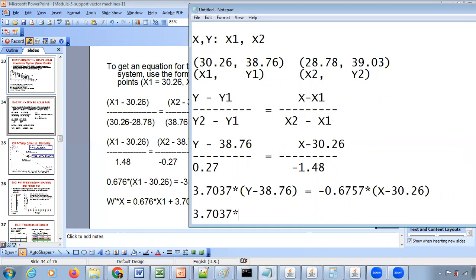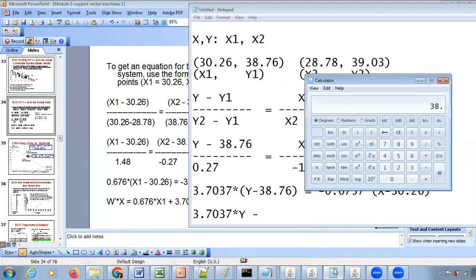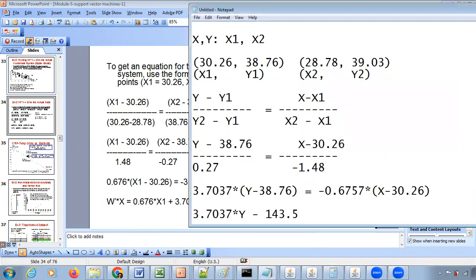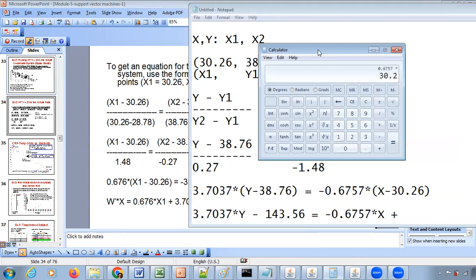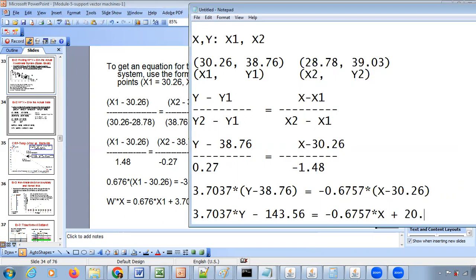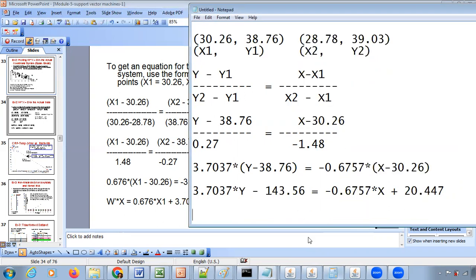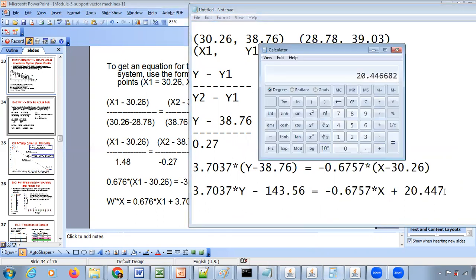3.7037 times y minus, so 38.76 times 3.7037, 143.56, equals minus 0.6757 times x plus 0.6757 times 30.26, so it's 20.447. Since I use 2 decimals here, I can use 2 decimals here as well. 20.45 is good enough.